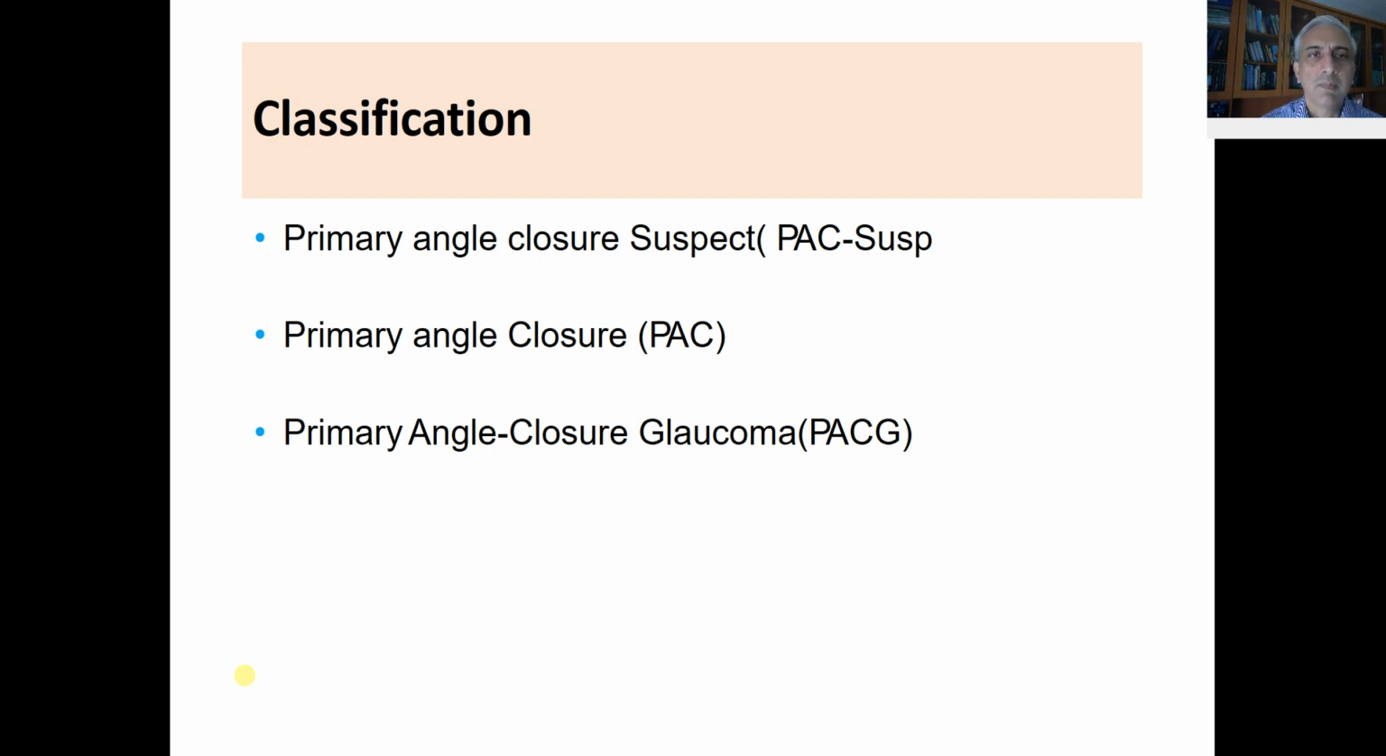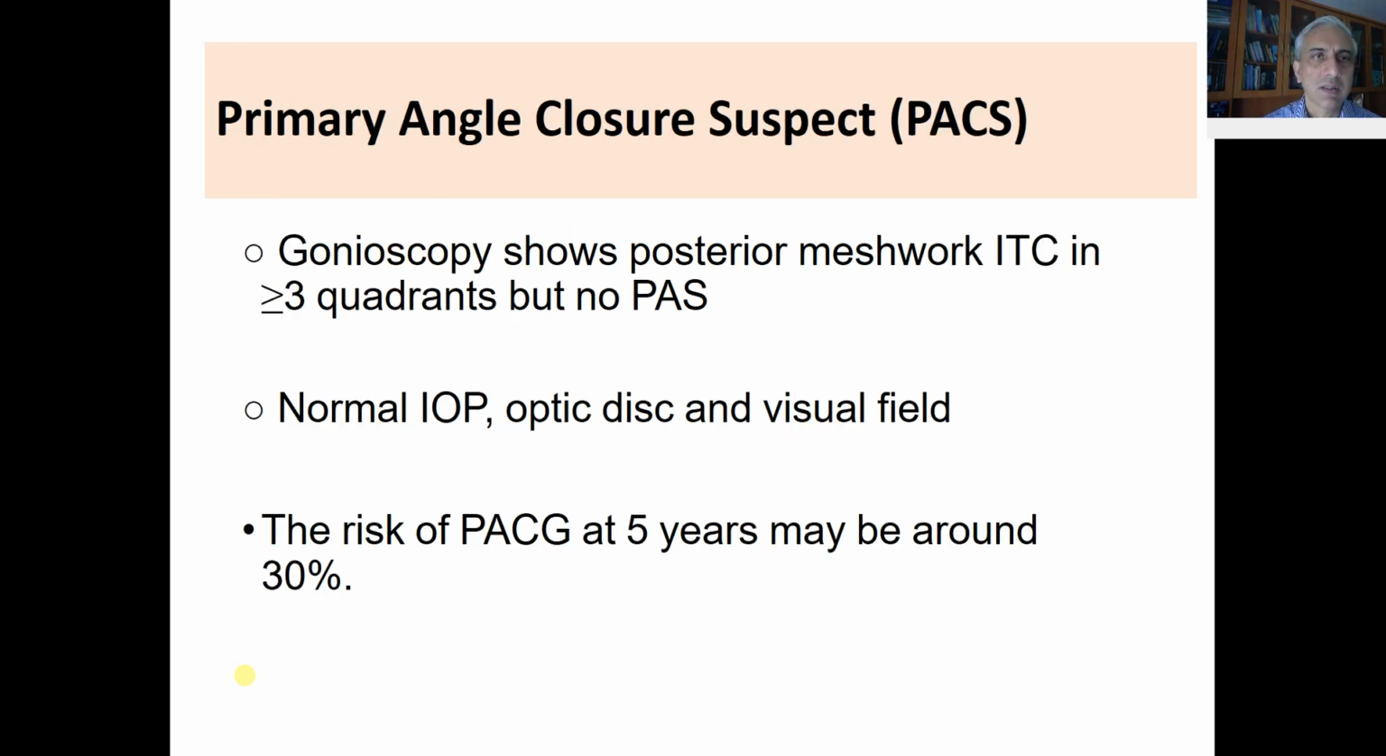One is primary angle closure suspect, which are PACS, and the second is primary angle closure, which are PAC, and the third is primary angle closure glaucoma. So they're the different types. We'll go through them and we'll try to understand what they mean. So now we're just talking about primary angle closure glaucoma. Secondary angle closure glaucoma is a second category which we'll discuss in the last lecture.